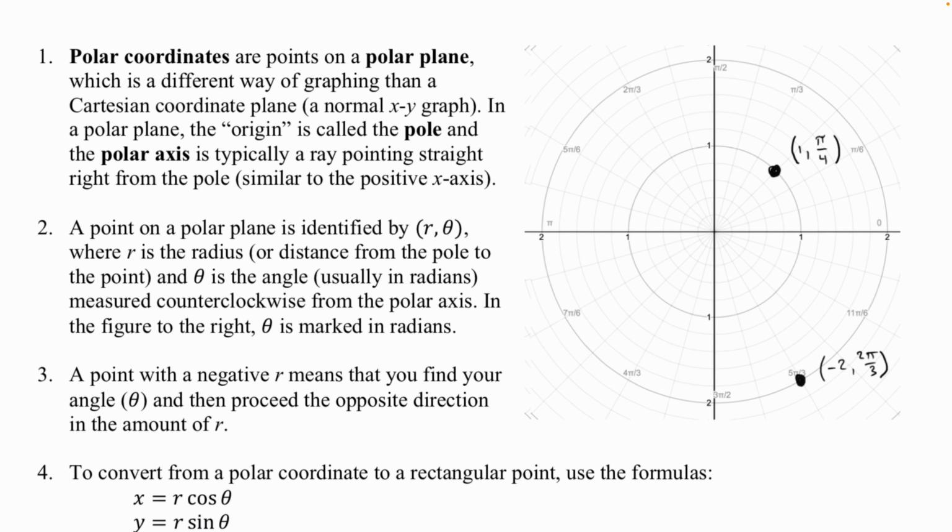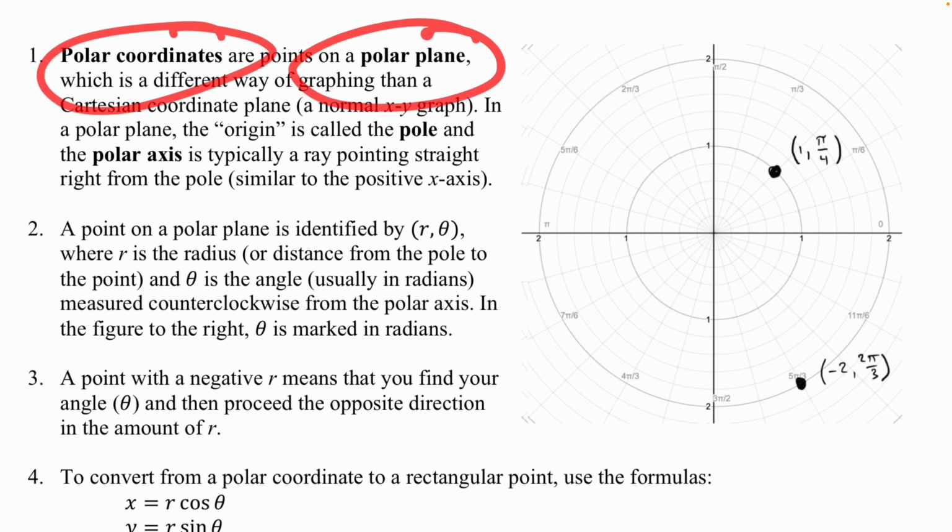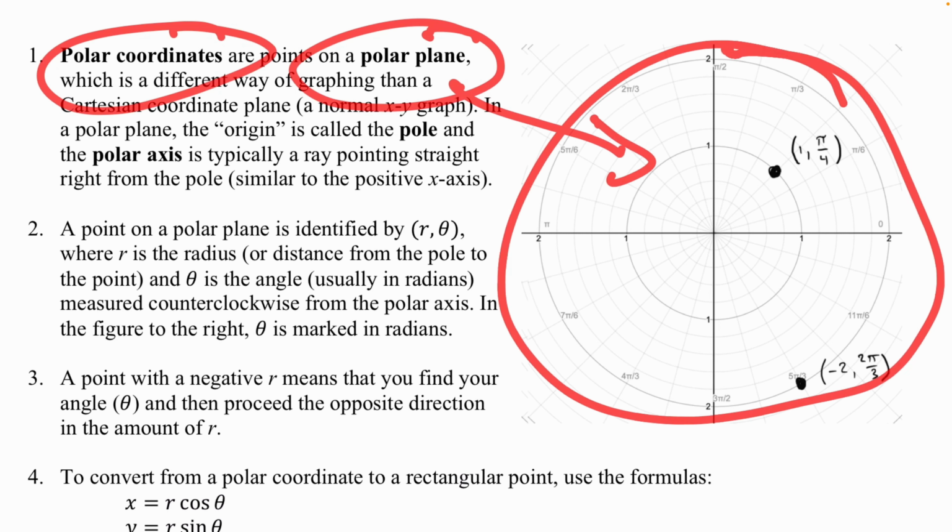So here we go. Hopefully you know some of this stuff. If not, a quick overview. Feel free to pause it and think through things, or look up extra resources as you need to. So polar coordinates are graphed on what's called a polar plane, and that's this over here on the right side of the screen. So that's different from a coordinate plane or a Cartesian coordinate plane, like an XY graph.